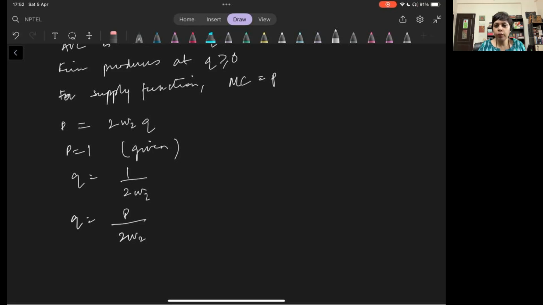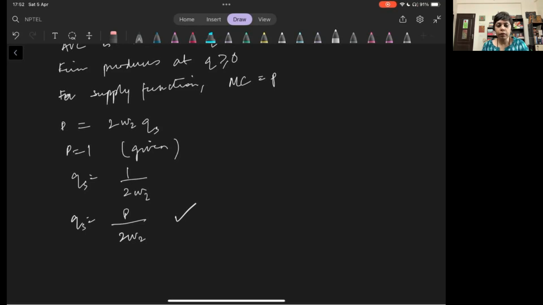I'm not sure which book this question is from. I've forgotten now. I think maybe it is from Varian. But that is just how the question was set up. So this is your answer. This is your supply function. You can write QS here if you want to be more correct.